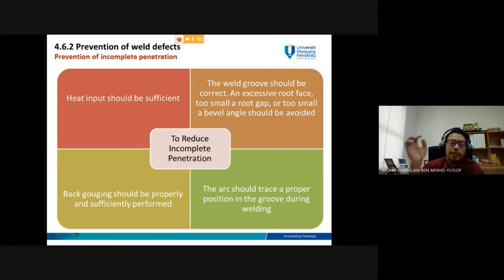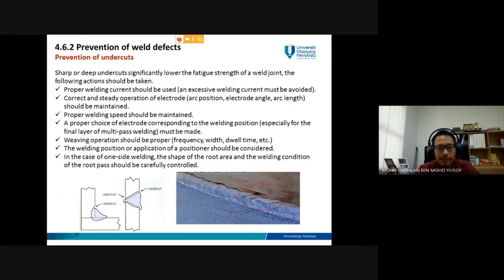So how to reduce incomplete penetration? We should look into the heat input. Is it sufficient or not? And then we shall look into the weld groove, because the design should be correct. Okay, back gouging and also the arc should trace a proper position in the groove during welding. So semua ni antara langkah yang kita boleh ambil lah untuk kita reduce incomplete penetration.